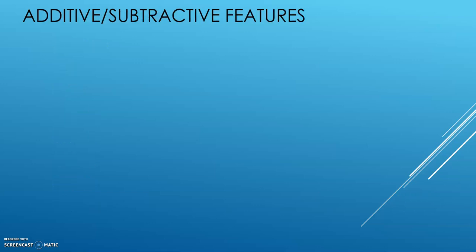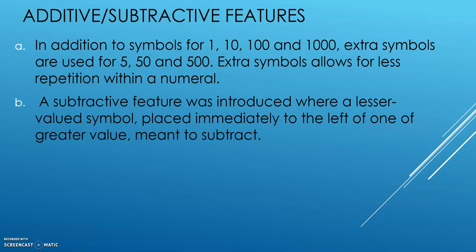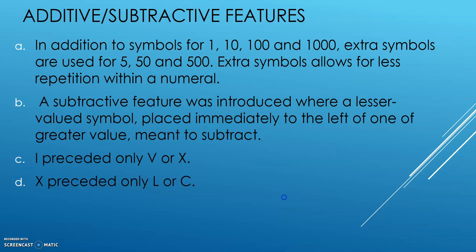The additive and subtractive features of Roman numerals. In addition to symbols for 1, 10, 100, and 1000, extra symbols are used for 5, 50, and 500. Extra symbols allow for less repetition within a numeral. A subtractive feature was introduced where a lesser valued symbol placed immediately to the left of one of greater value meant to subtract. I preceded only V or X to make 4 or 9. X preceded only L or C to represent 40 or 90. C preceded only D or M.